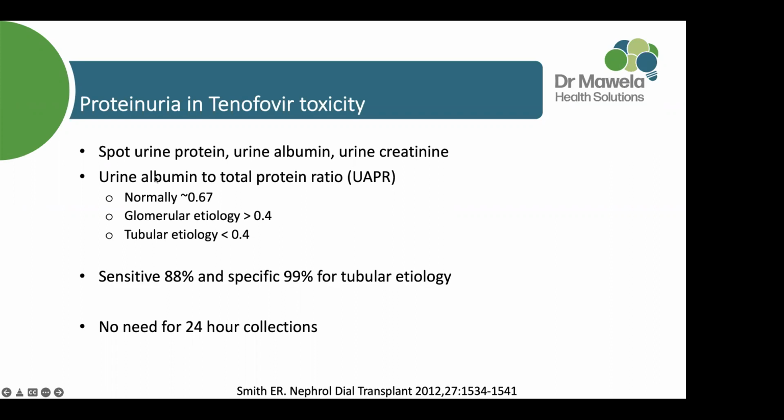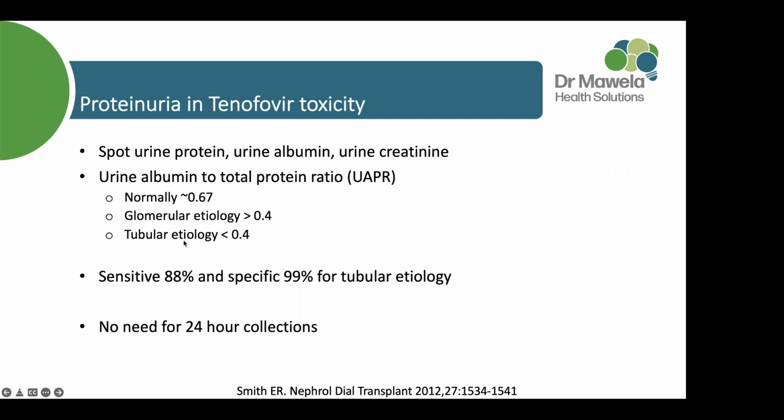What you want to calculate is your urine albumin to total protein ratio, right? It's a ratio of what proportion of the proteins in the urine is albumin. This is based on that discussion we've just had: if it's a tubular injury, you will find that your total protein is significantly higher than your albumin. Your ratio will be less than 0.4. Then you know this is tubular damage.